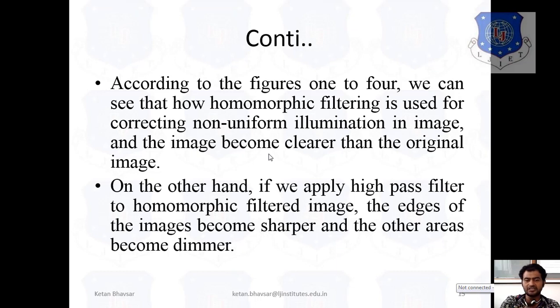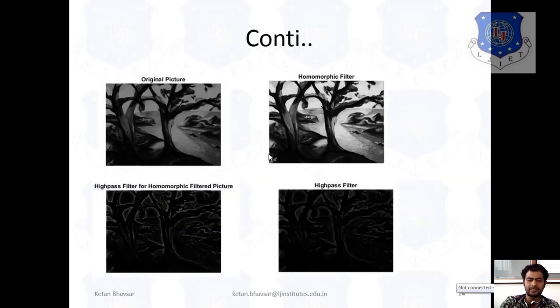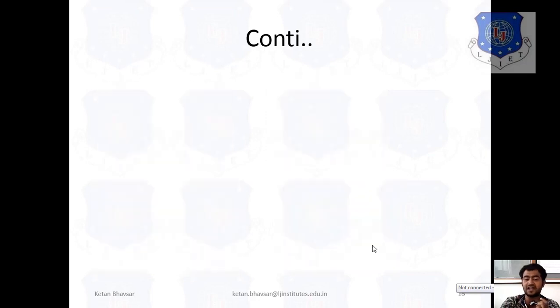On the other hand, if we apply the high pass filter to the homomorphic filter content, the edges of the image become sharper. As you can see, this image became much sharper. You are getting much clearer edges, and you get an idea of where exactly the content is completed and whether it is connected with some other objects or not. So you can easily identify this type of content.